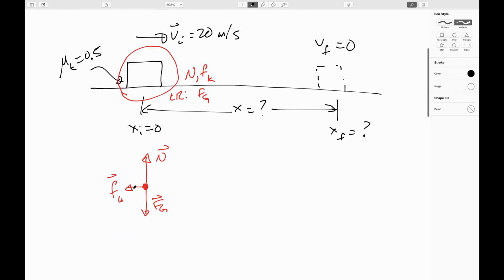So since the coefficient's less than 1, we expect that the force of kinetic friction will be less than the normal force. So that's why I drew it shorter.